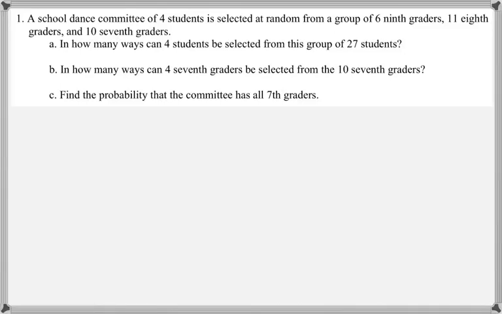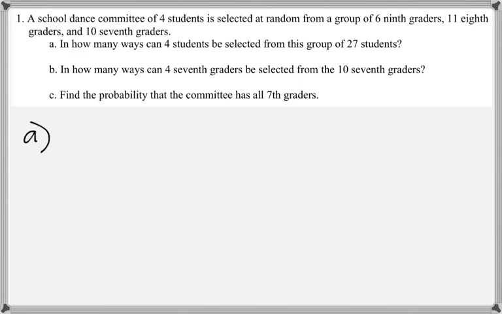This section is on probability with permutations and combinations. Number 1 says, a school dance committee of 4 students is selected at random from a group of 6 ninth graders, 11 8th graders, and 10 7th graders. Part A says, in how many ways can 4 students be selected from this group of 27 students?